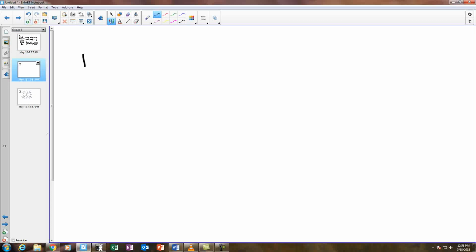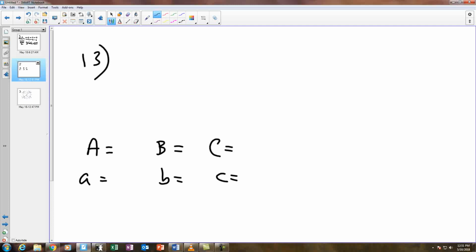Now, 13 and 14 are a little bit more involved. They require the law of sines and law of cosines. Your job is to find A, B, C, little a, little b, and little c. To start out, your given angle B is 35 degrees, and you're given that little b is 12. We know that it's little b because in the picture it's directly across from the angle. And then little c is given as 8.